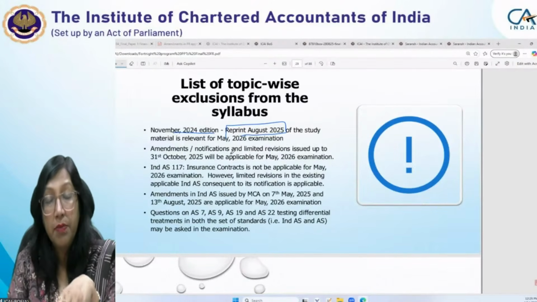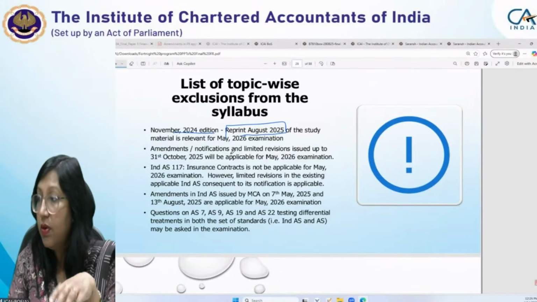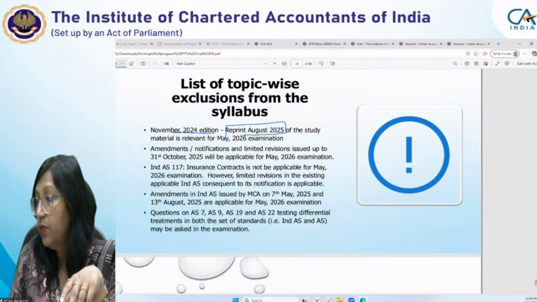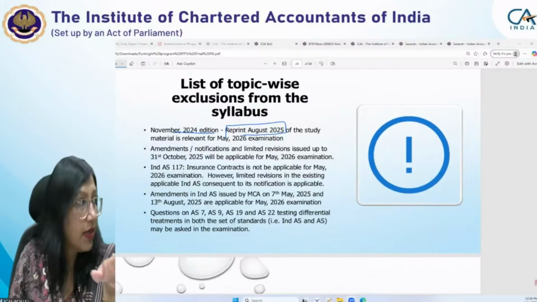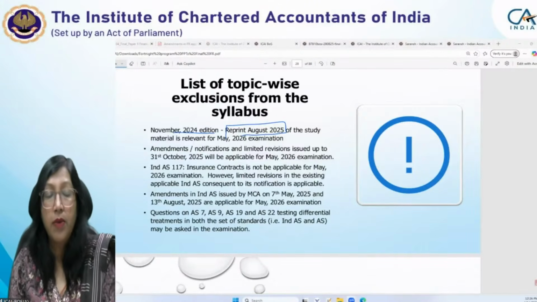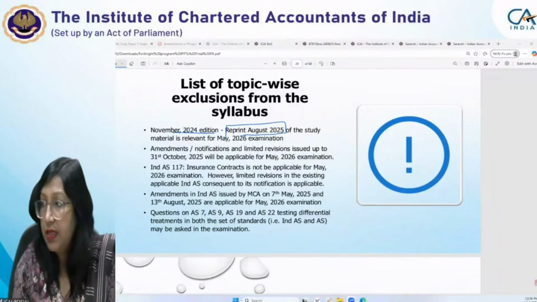Then amendments, as I told you earlier also, any amendments prior to. Okay, I'm having some queries, I believe. Okay, no further queries. I'm just coming back to my PPT.